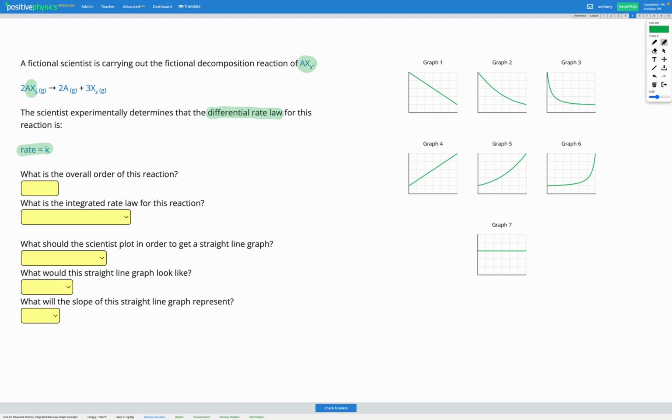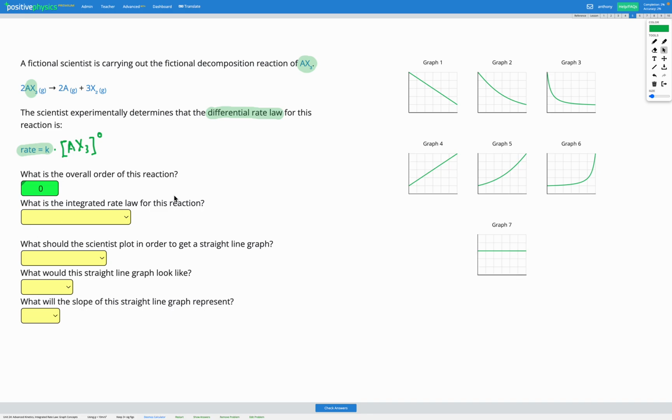So our first step is figuring out what is the order of this reaction. Now, if we're told the rate equals k, we don't have any concentration of our reactant in there. So it's like we had our concentration of AX3 here, but it's to the power of 0, because anything to the power of 0 is just 1. So it doesn't need to appear in the equation. So the overall order of reaction for AX3 is 0. It doesn't affect the rate.